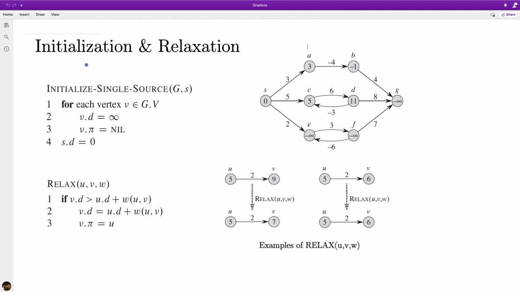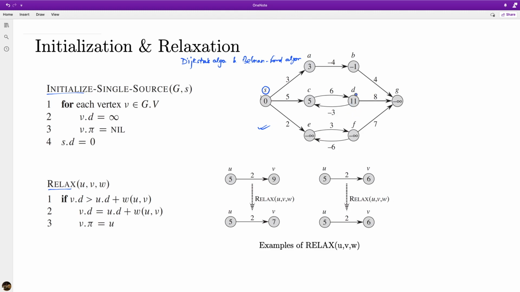Two common operations for running Dijkstra's algorithm and the Bellman-Ford algorithm are initialize single source and relax. So let's see what these two operations do. Say we have a directed graph like this, and we are interested in finding the shortest path from this vertex S to all other vertices.